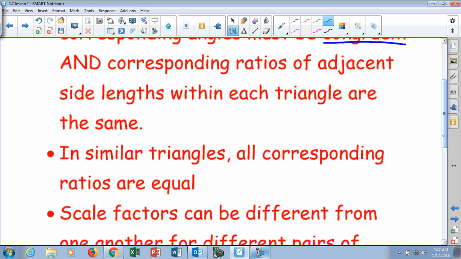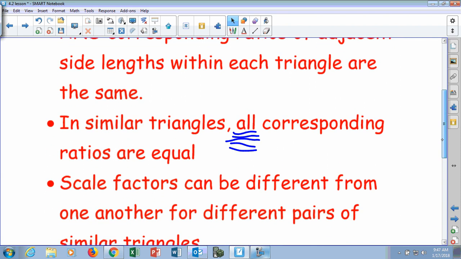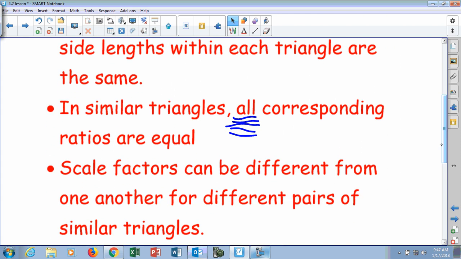Okay? In similar triangles, all corresponding ratios are equal. Okay? All three sides, when you compare the same side of one triangle to the side of the new one, those ratios should be the same as the medium side and the longer side. Okay? Scale factors can be different from one another for different pairs of similar triangles. Right? Remember the ratios were the same, but the scale factors weren't? That's okay. All right?